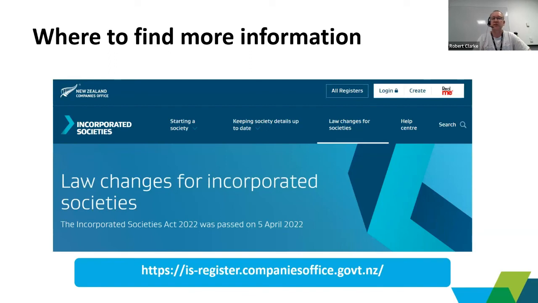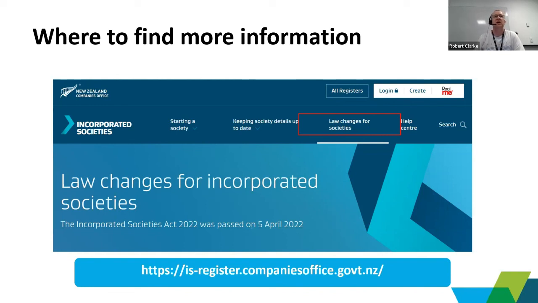Where can you find some more information? This webpage is pretty useful. I usually find it by typing Companies Office Incorporated Societies into Google, and this is the first result you get. And on that page, you'll see there's a section called Law Changes for Societies, and that has lots of useful information put together by the Companies Office team, all about what's going on in terms of the Act. A lot of your questions that you've asked will be answered there. Also talks about the discussion document that's come out just recently.